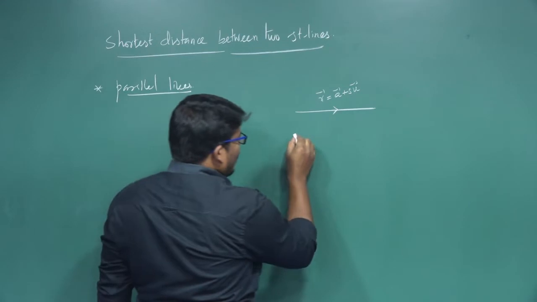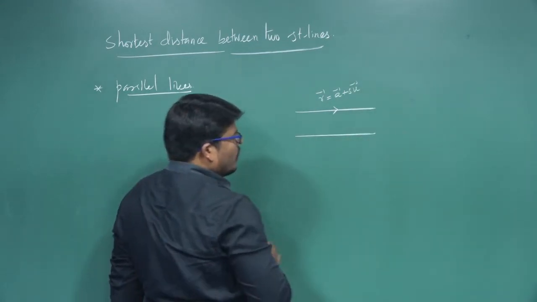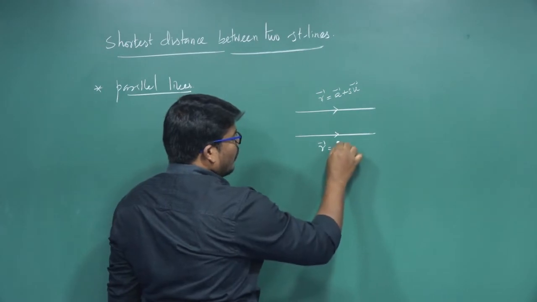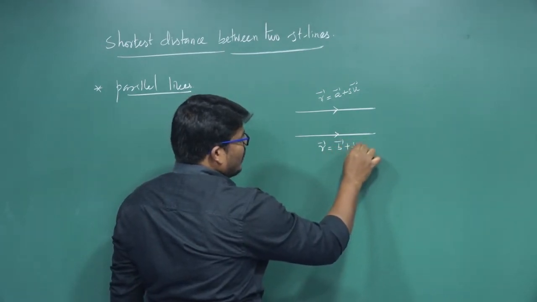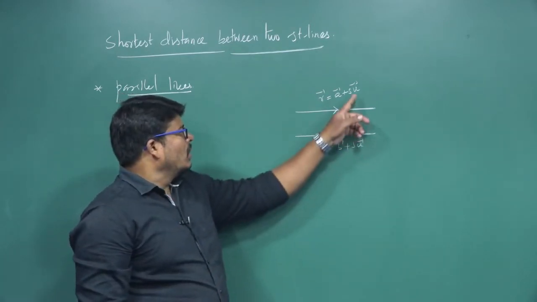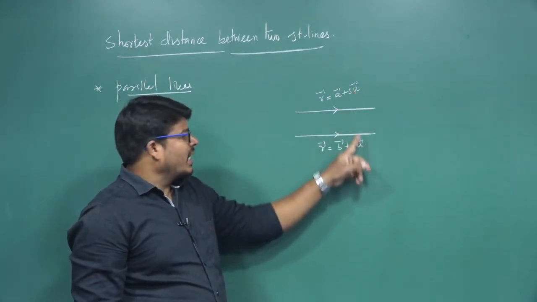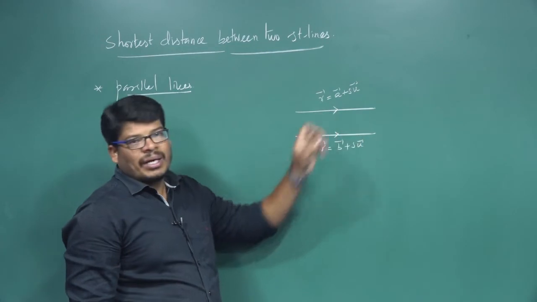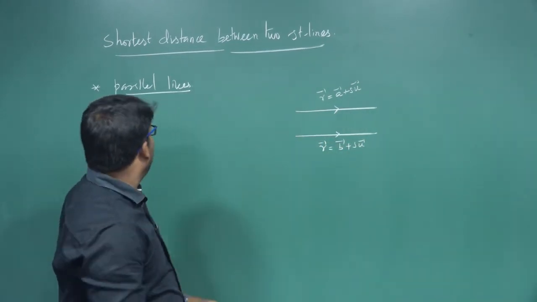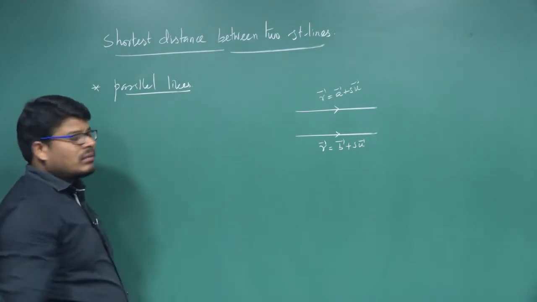And draw another line in the plane, on the board. The line is r vector equal to b vector plus s of u vector. The u vector, the direction, is the same. The two lines are parallel. That is parallel lines.